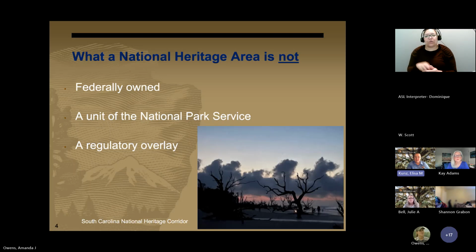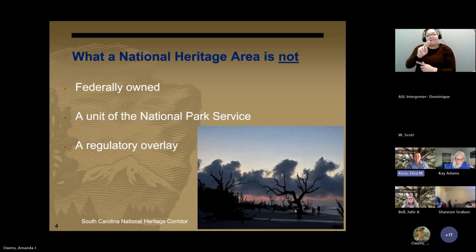So I explained what a National Heritage Area is. Here are a few things a National Heritage Area is not. The land is not federally owned unless it was previously federally owned before designation. And when I say designation, that is the formal term, because it is designated by Congress through legislation to form a national heritage area. Congress tells us that it is not a unit of the National Park Service.